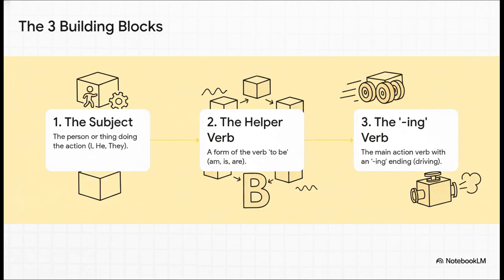Simple enough? Block 2 is our super important helper verb. This is always a form of the verb to be. So, am, is, or are. And then block 3 is the magic ingredient, the action verb, but with those 3 little letters at the end, ing. That ing is basically the engine of the whole sentence. It's what makes everything feel like it's happening now.